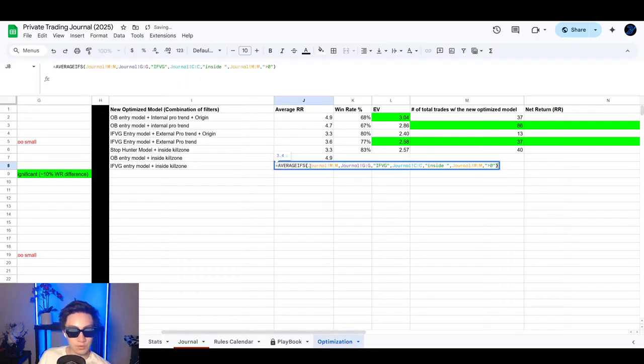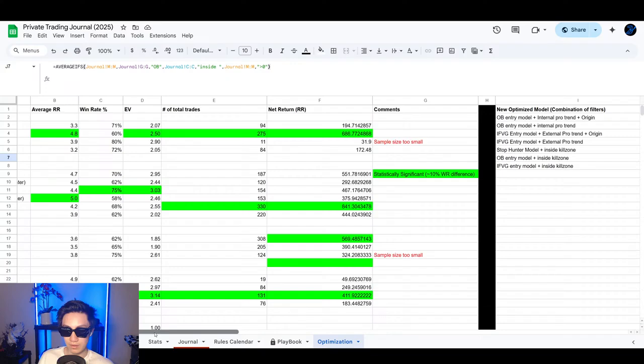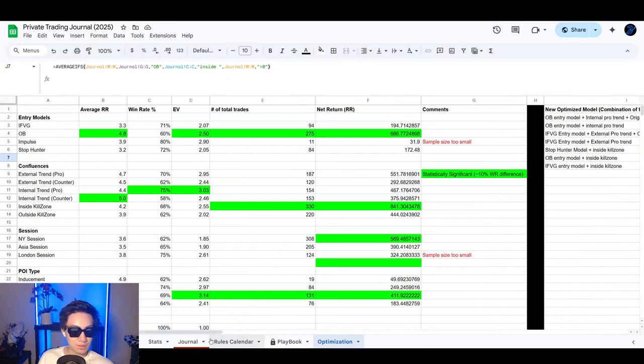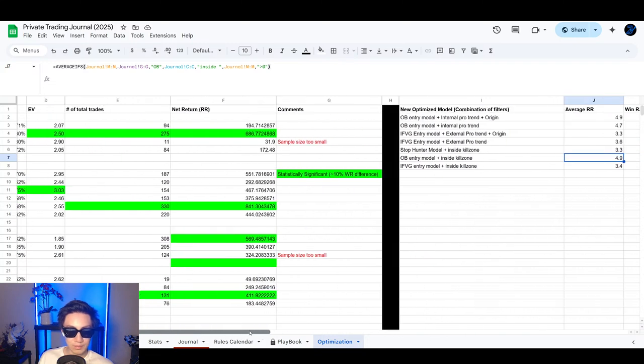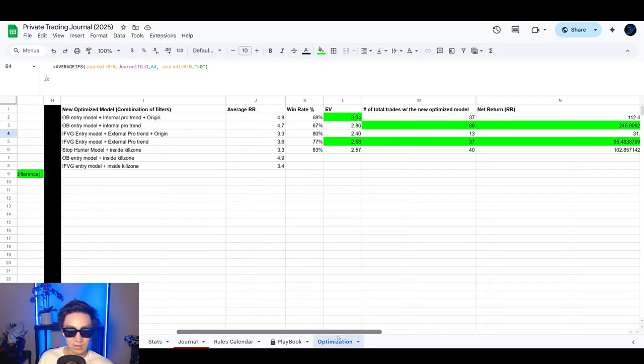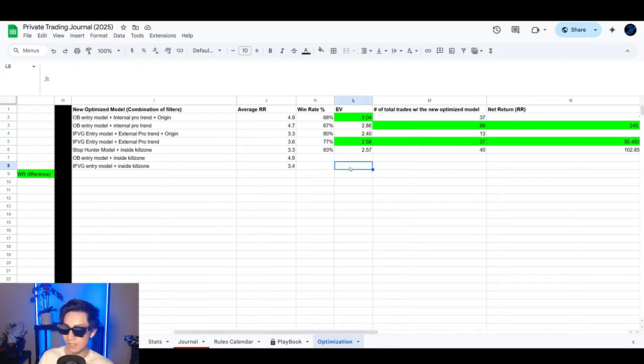So that's 3.4. This is 4.9. So let's check the risk reward differences here. 3.4 IFVG entry model. So risk reward is basically the same. I'd say it's not much different. OB entry model inside kill zone risk reward is also not a huge difference. The only thing that will change the EV here now is just the win rate basically. So let's look at the win rate, guys.